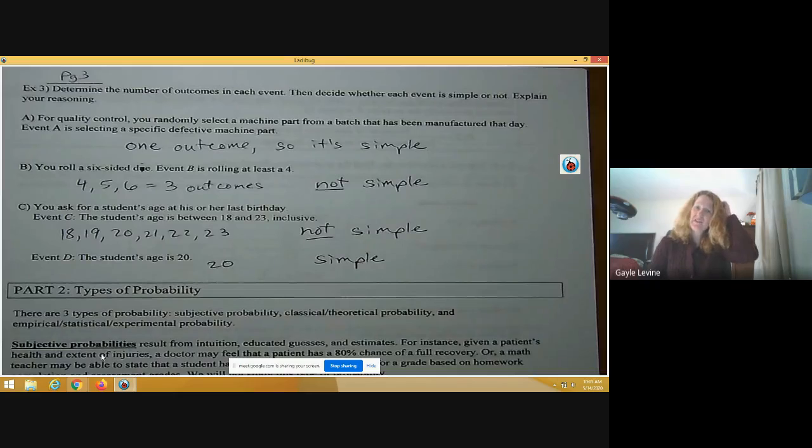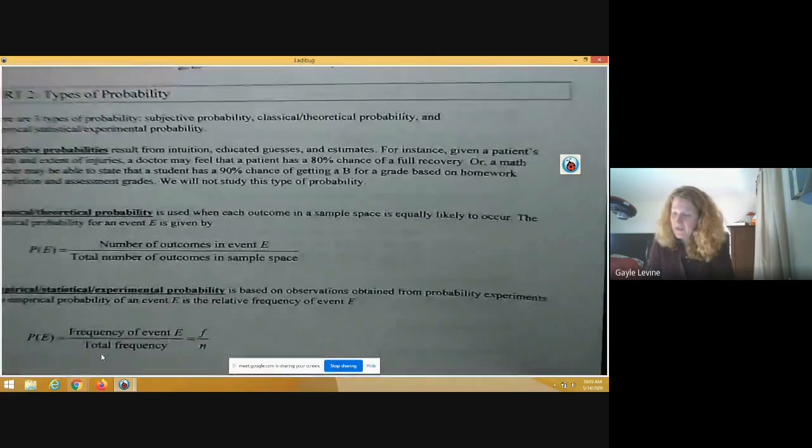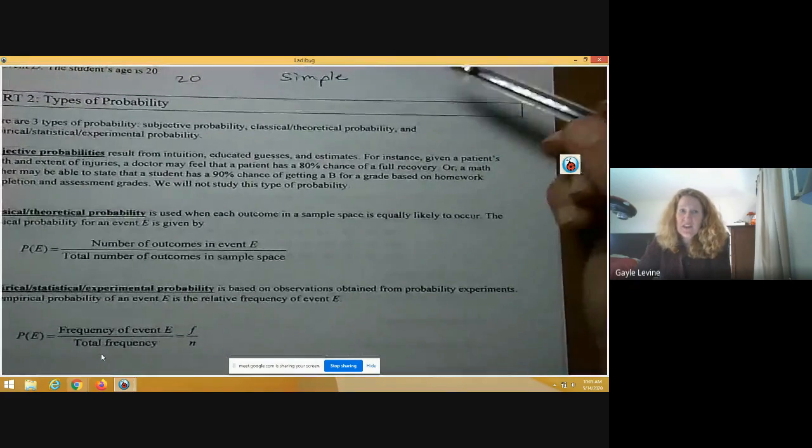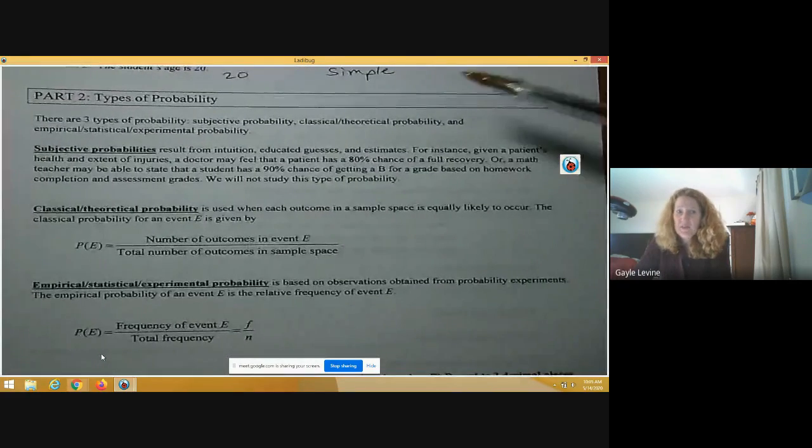Okay, so hopefully that clarifies what a simple event is and what's a not simple event. So if it's simple, there's only one outcome. If it's not simple, there are multiple outcomes. All right, moving along, we're going to look at the types of probability. So there are 3 types of probability.